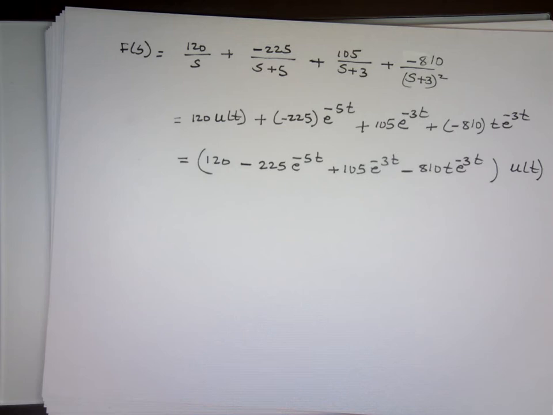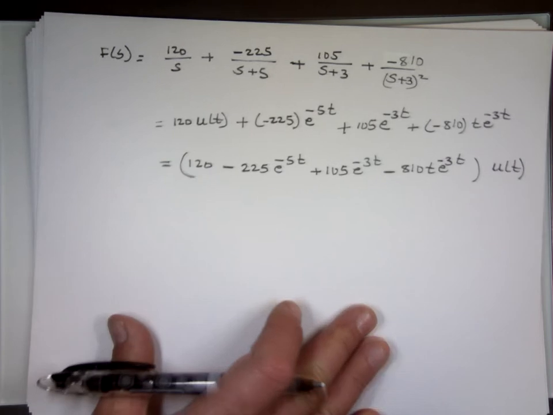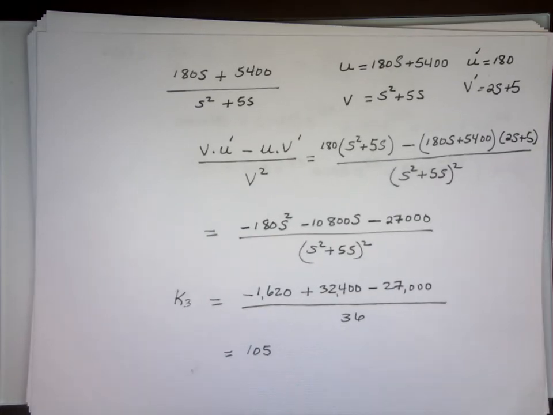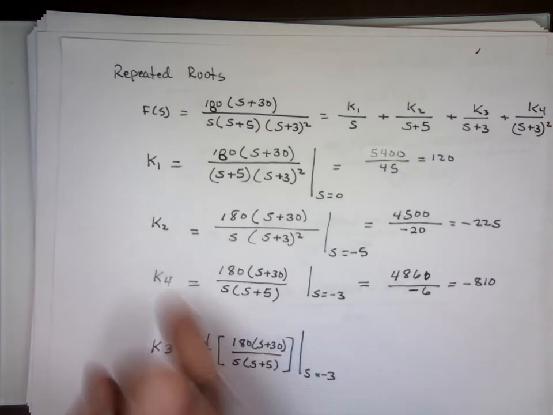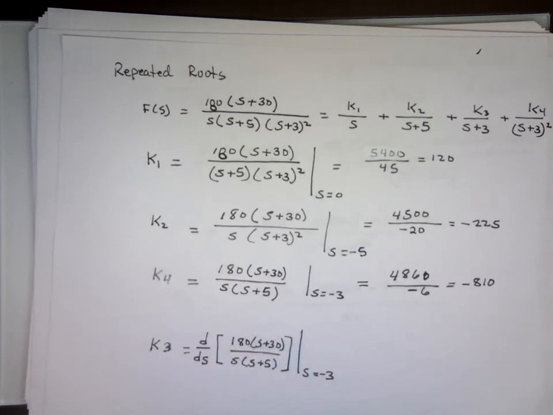Let me look and see if I can find another example here. Can you put up the previous page real quick? The one with K4 on it. K4 was just direct substitution. Okay.